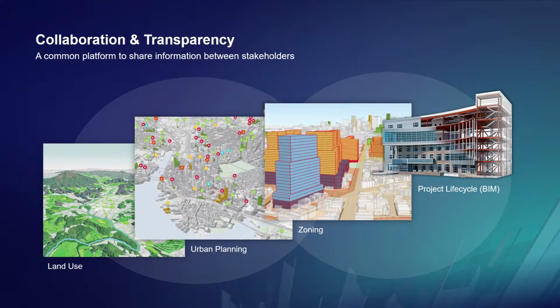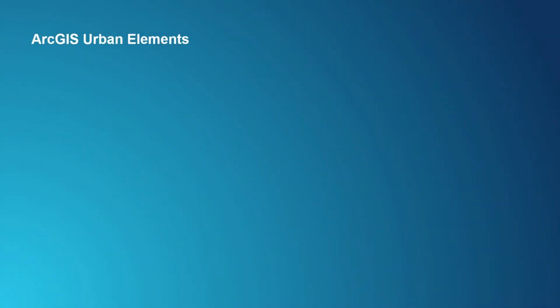To summarize, it's really meant for collaboration and transparency, to be a common platform to exchange all sorts of information between stakeholders in the urban planning process throughout different levels, from the land use over all the urban planning process, the zoning especially, all the way down to the project lifecycle, bringing in all this external data as well. So what is part of ArcGIS Urban?